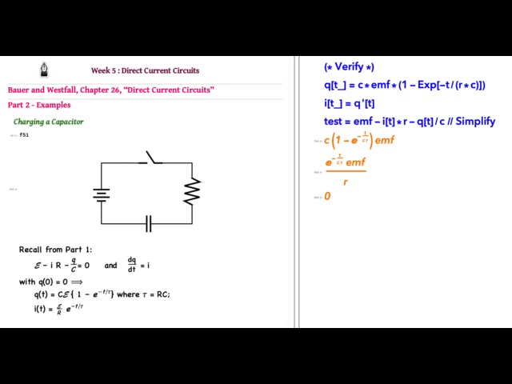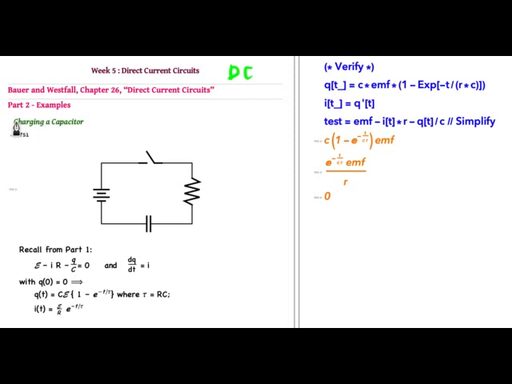So again, this week we're studying direct current circuits, circuits with direct current, DC currents. And it's contained in the textbook by Bauer and Westphal in chapter 26. This is part 2 of the screencast, where we'll go over a few examples.